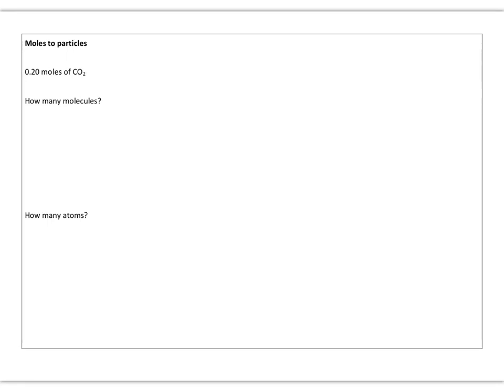Okay, the first thing we need to be able to do is convert the number of moles into the number of actual particles, so the number of atoms or molecules. As an example, if we have 0.20 moles of carbon dioxide, how many molecules would we have? Well, if we have 1 mole, we would have 6.02 times 10 to the 23 molecules. That's from our definition of a mole.